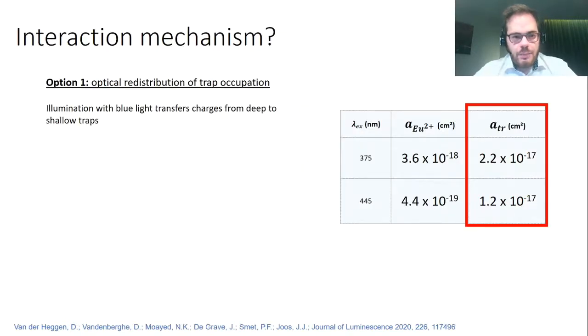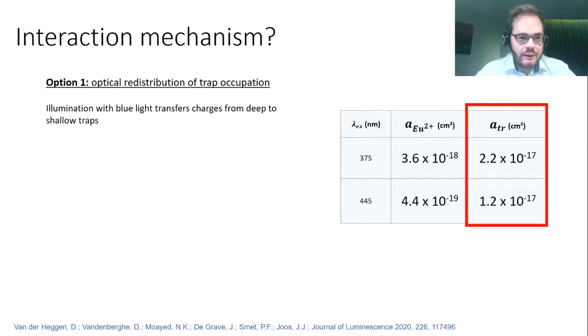And then there are a few options, and the first option is that there is an optical redistribution of the trap occupation, so that while we are illuminating our sample with blue light, we are actually also performing OSL-like experiments, so optically stimulated luminescence-like experiments, where we are optically inducing a transfer from the deeper traps to the shallow trap, which, given what I have told you during the first part of my presentation, is actually quite plausible, because these trapping defects do indeed absorb part of the excitation light.